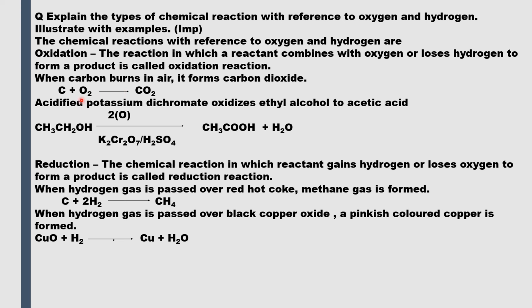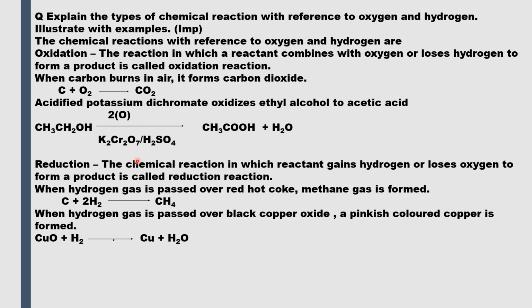Simple example, when carbon burns in air or oxygen, then oxygen combines with carbon to form carbon dioxide gas. So in this case, oxygen combines with the reactant. So it becomes an oxidation reaction. When acidified potassium dichromate is added to ethyl alcohol, then ethyl alcohol gets oxidized to form acetic acid. Along with that, water is also formed.